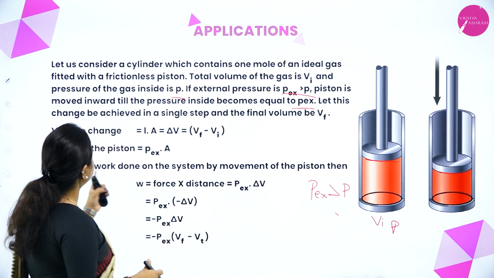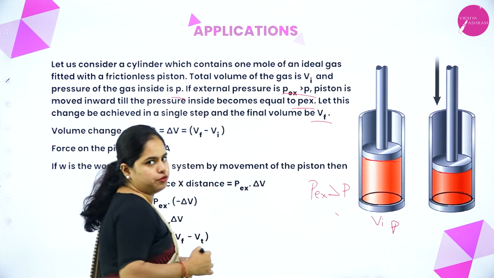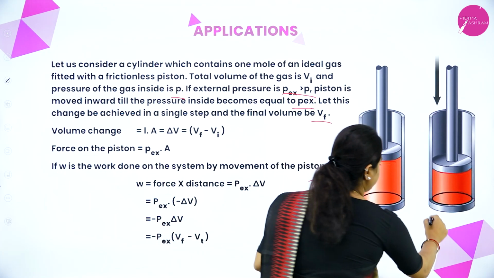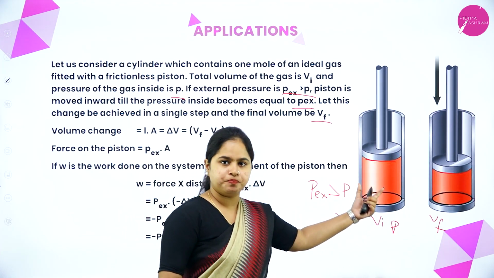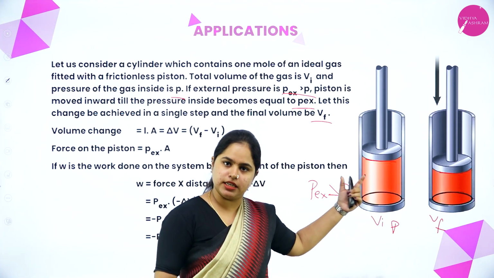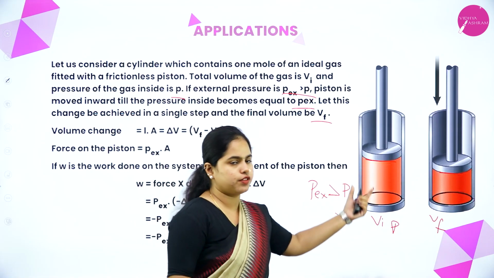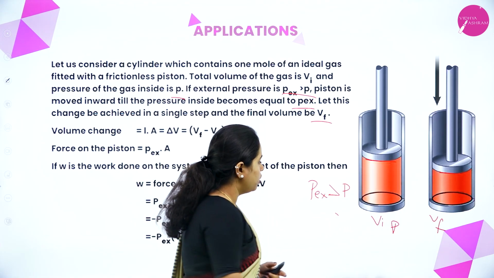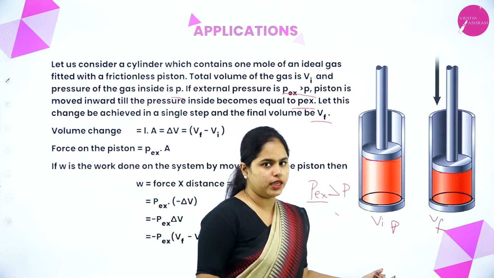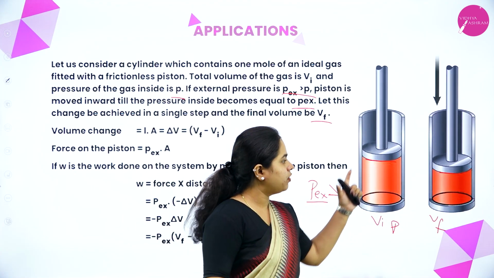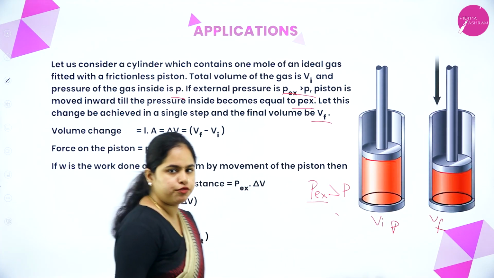Okay, now let this change be achieved in a single step, and the final volume, let it be V final. So now the volume of the gas which is present here is Vf. Okay, so once more, initially the volume of the gas present here is Vi, right? Now we applied a pressure which is greater than the pressure of the gas which is present inside. Now that is, P external should be greater. So what happens? The piston will start moving inwards. Okay, and it will move until both become equal, and the final volume will be V final, right?